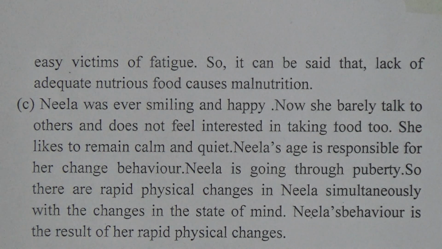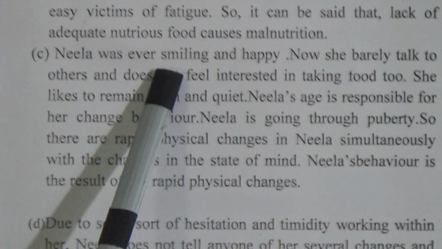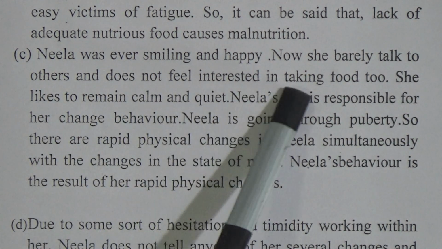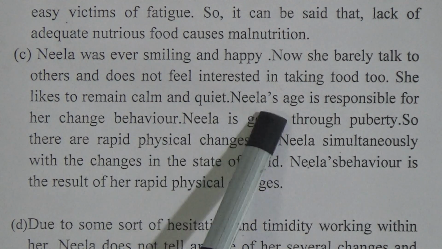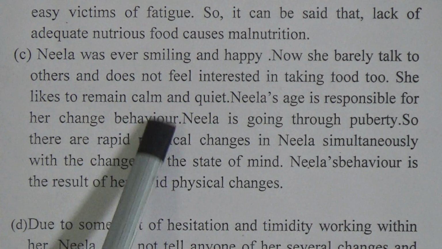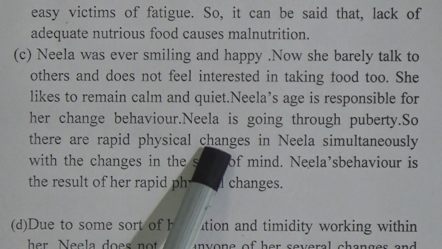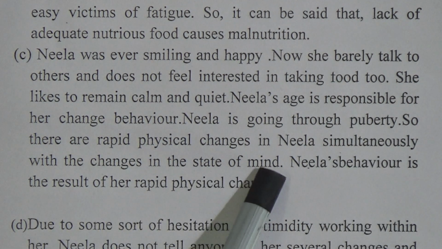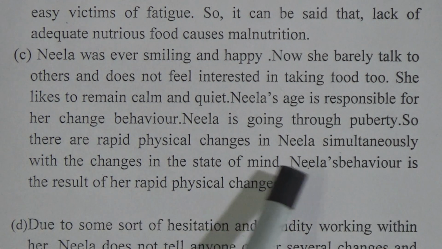Number C, explain the type of physical change which makes Neela behave as above. Answer C: Neela was ever smiling and happy. Now she barely talks to others and does not feel interested in taking food too. She likes to remain calm and quiet. Neela's age is responsible for her change in behavior. Neela is going through puberty. So there are rapid physical changes in Neela simultaneously with changes in the state of mind. Neela's behavior is the result of her rapid physical changes.